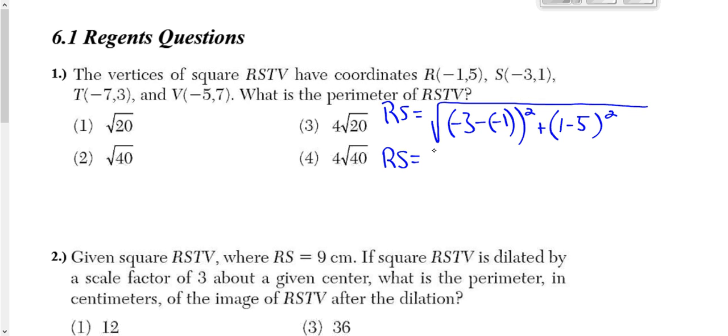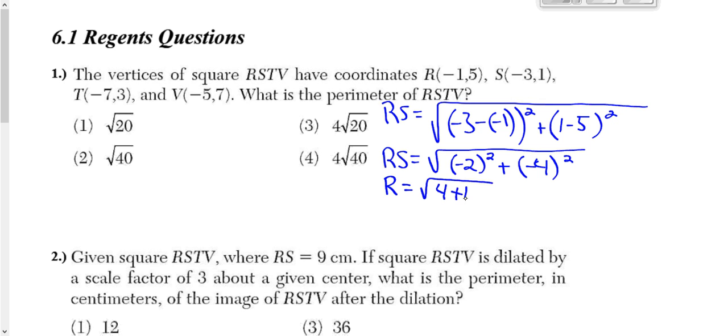RS equals the square root of, you said that's -3 plus 1, is it not? What is -3 plus 1? -2 squared plus what? -4. See how I have parentheses around them each, right? Because I got to square the entire thing, including the negative. So RS equals the square root of what? 4 plus 16. So RS equals the square root of 20.